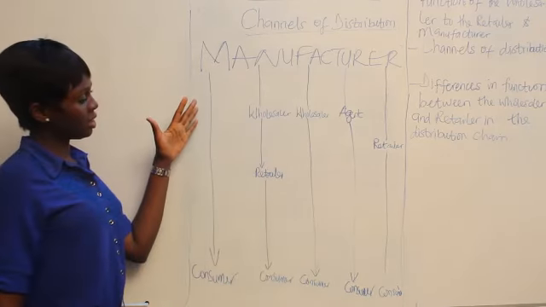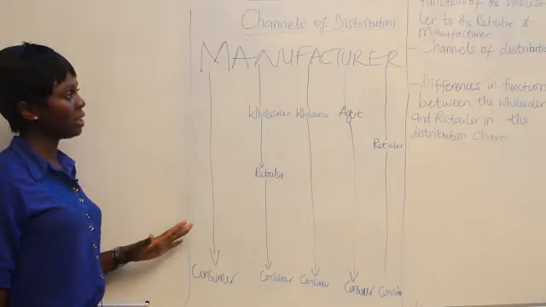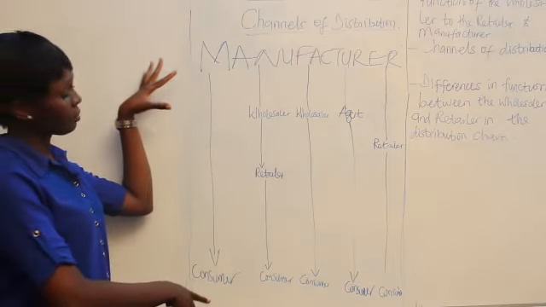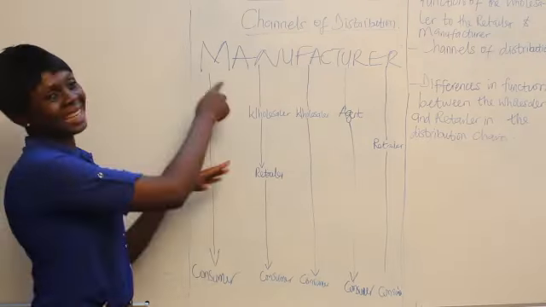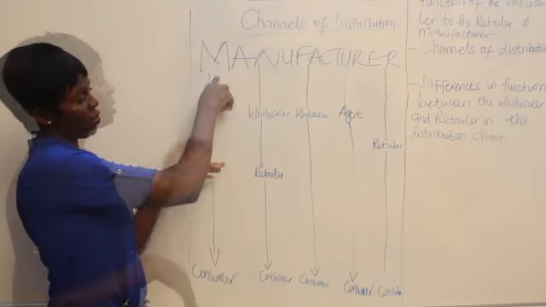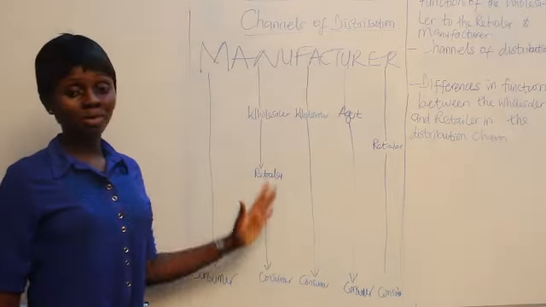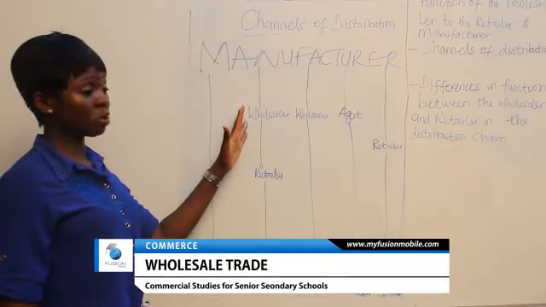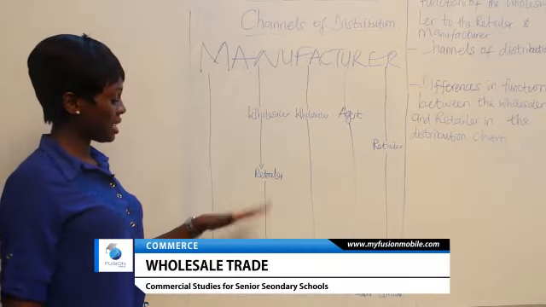Now, let's take a look at the channels one after the other. You can see the first one: the consumer is buying directly from the manufacturer. The second one is the normal channel, where we have the middleman, who is the wholesaler, and the retailer, then the consumer.